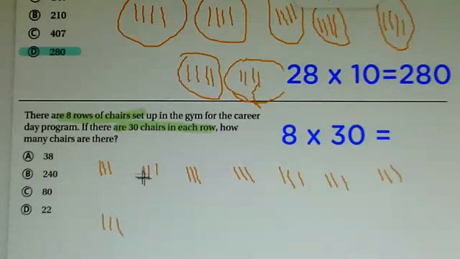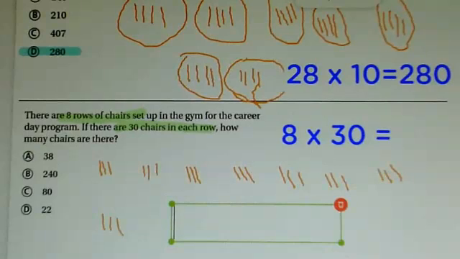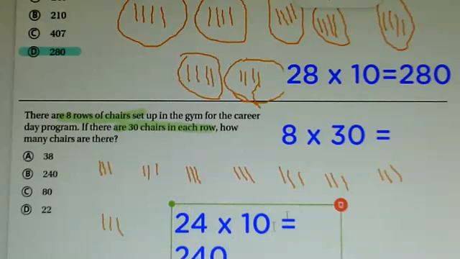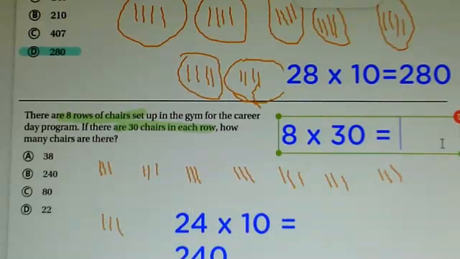10, 20, 30, 40, 50, 60, 70, 80, 90, 100, 110, 120, 130, 140, 150, 160, 170, 180, 190, 200, 210, 220, 230, 240. Okay. 240 chairs is what I came up with. And I know that because I have 24 lines. Each line is worth 10. And that equals 240. So my answer is 240.